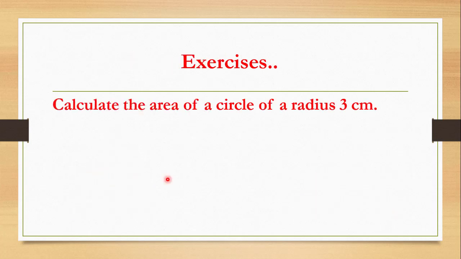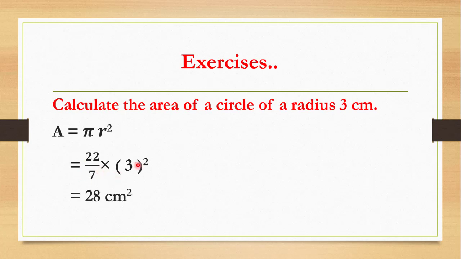The first exercise: calculate the area of a circle of radius 3 centimeters. Here we have a radius, so we can calculate the area. We said before, the area equals pi times R power 2. R here is 3, so I'll use 3 to the power 2. It means 3 times 3, which is 9. Pi is 22 over 7. So the area will be 22 over 7 times 3 power 2, which is 9. The result will be approximately 28 centimeter squared. Don't forget the unit, centimeter squared, because we are calculating the area.